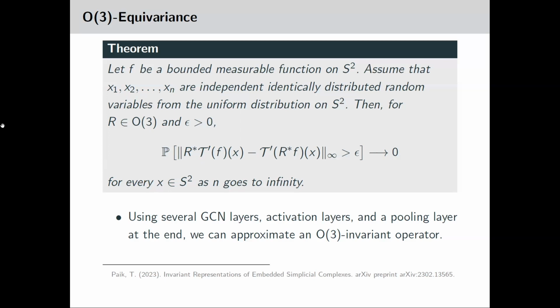Therefore, since the GCN layer we talked about can approximate an O3 equivariant operator, we can stack multiple GCN layers first, and at the end, add a pooling layer to approximate an O3 invariant operator.